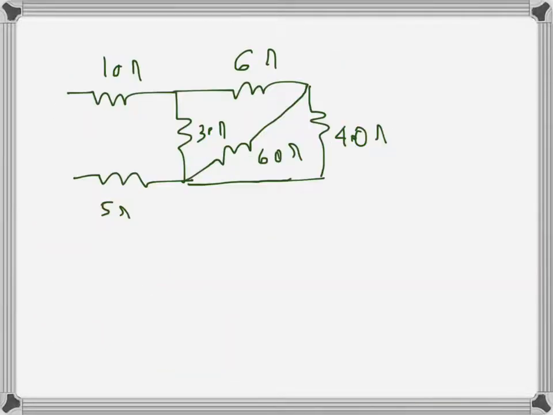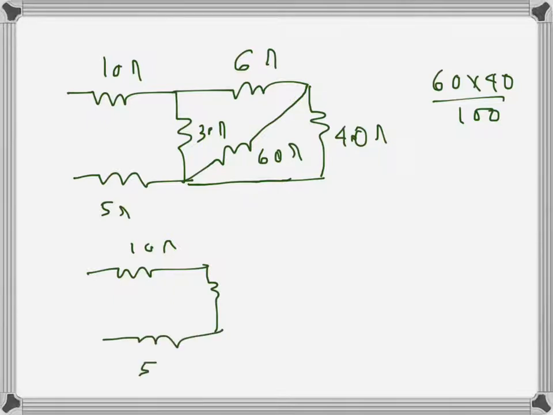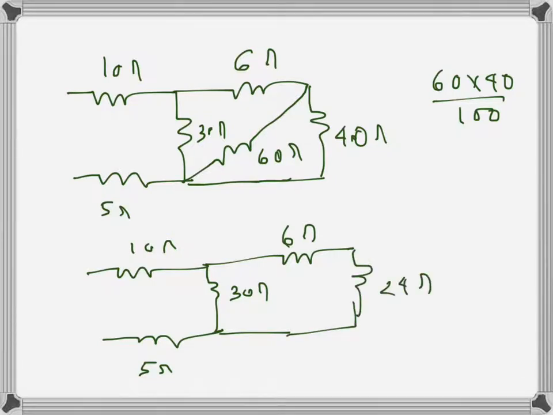So 60 and 40, these two are in parallel again. 60 times 40 divided by 60 plus 40, which is 100, so we get 24. So this is becoming 10 ohms, and then 30 ohms, then 5 ohms, 5 ohms here, 30 ohms there, and then we have the 6 here, and 60 and 40 is becoming 24. So we can just write one resistance as 24 ohms. Now this 6 ohms plus 24 ohms, these two are in series again, so that is becoming 30.